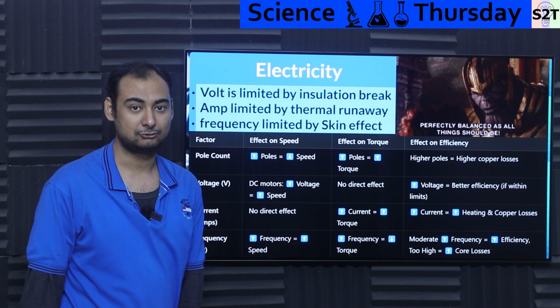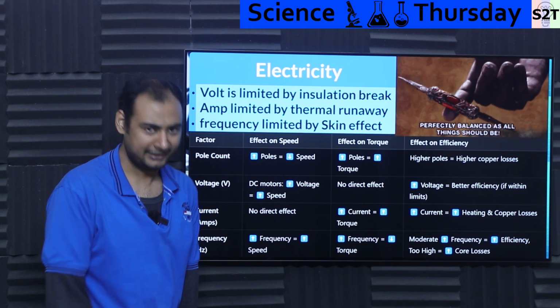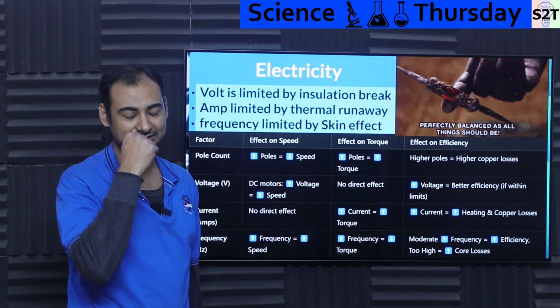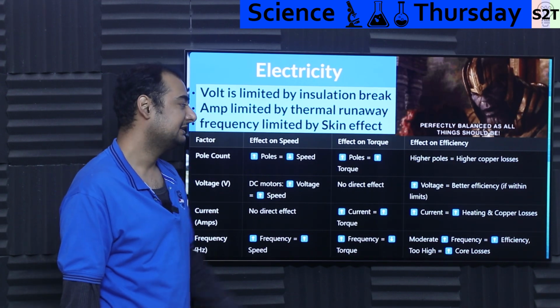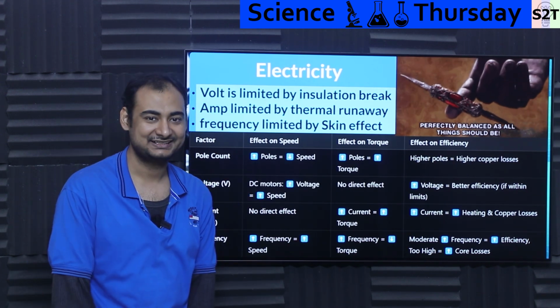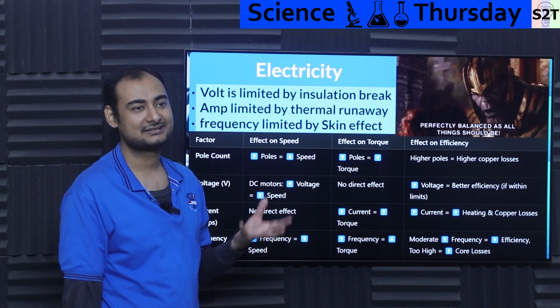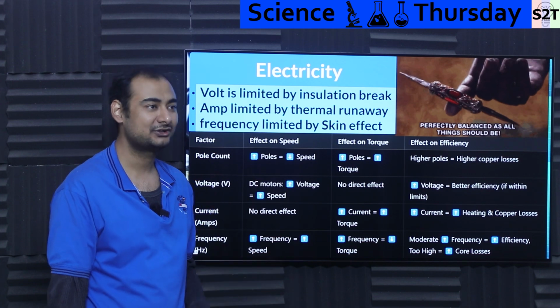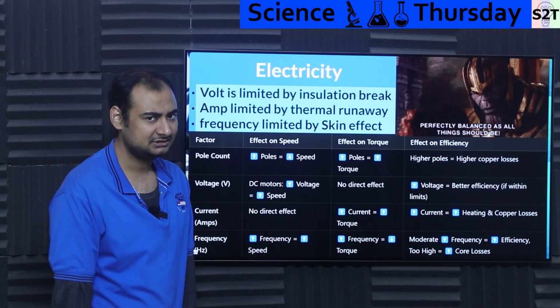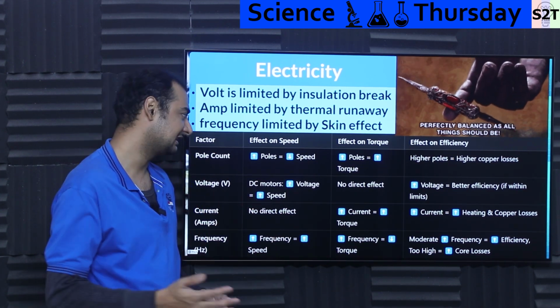Yeah, you're gonna have a lot of poles. So, okay, why not directly have a lot of poles and reduce the gear train weight and all that? Yeah, higher pole equals higher copper losses. They have to balance this also. Voltage, same thing. Now, voltage in older days directly translated to speed when you are talking about DC motor. AC does not have the same thing.